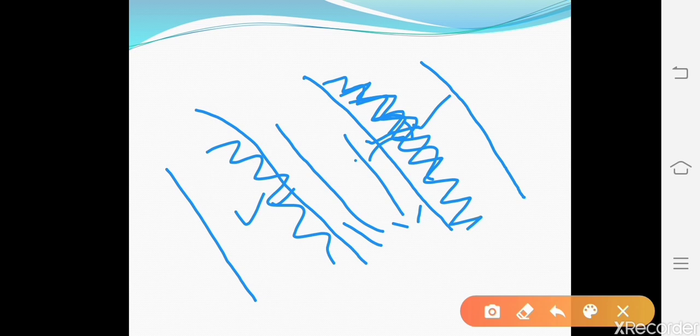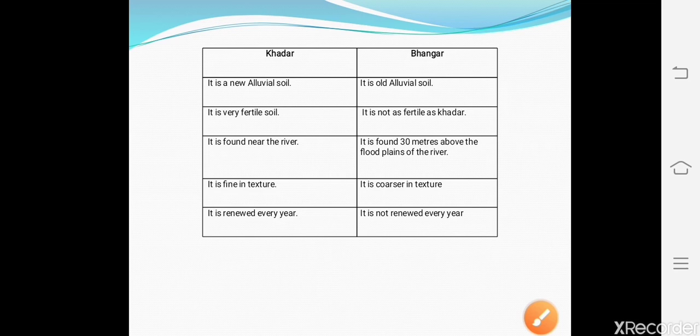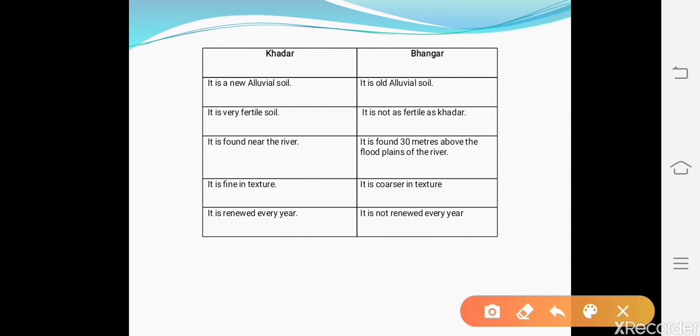One is in the floodplains, one is 30 meters above the floodplain. The difference between Khadar and Bhangar: Khadar is a new alluvial soil as it is brought by rivers every year. Alluvial soil is the soil which is brought by the river. So this is a new alluvial soil. This is an old alluvial soil. Khadar is very fertile. The reason for being fertile is that it is renewed every year. Bhangar is not as fertile as Khadar, as it was deposited years and years back.